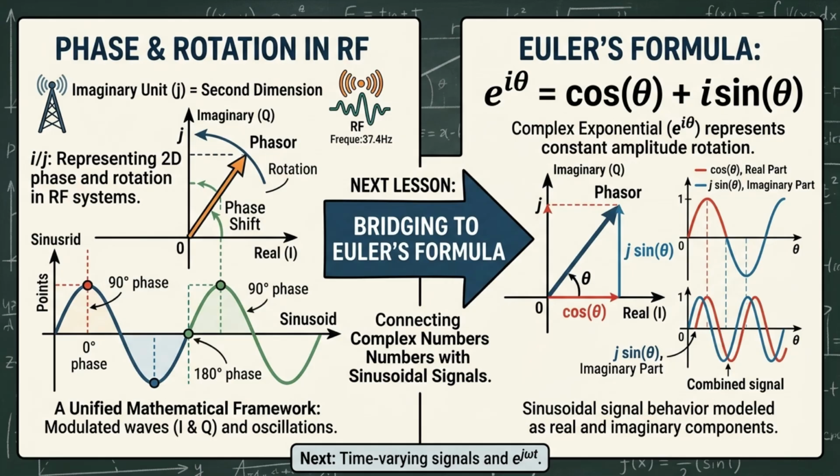In this lesson, we learned that the imaginary unit is not just an abstract mathematical symbol, but a representation of a second dimension used to describe phase and rotation in RF systems. It allows engineers to model oscillations, signals, and wave behavior in a unified mathematical framework. In the next lesson, we will explore Euler's formula and see how it connects complex numbers with sinusoidal signals.